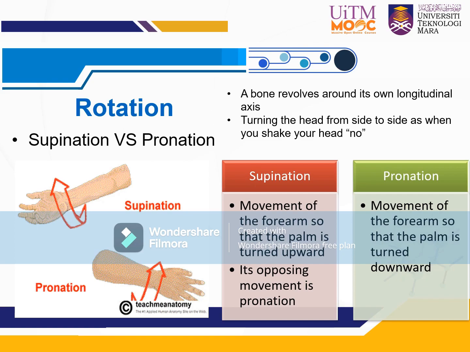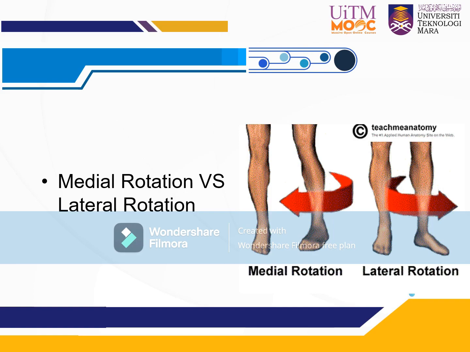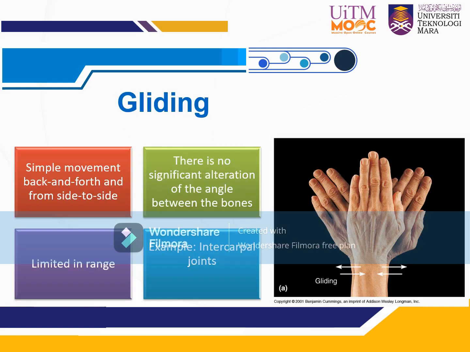In this type of movement, there are several examples, such as supination and pronation, right rotation and left rotation, and medial rotation and lateral rotation. Supination is a movement of the forearm so that the palm is turned upward, while pronation is movement with the palm turned downward. Differing from angular movement and rotation, gliding movement is a simple movement back and forth and from side to side, with limited range. It also has no significant alteration of the angle between the bones.